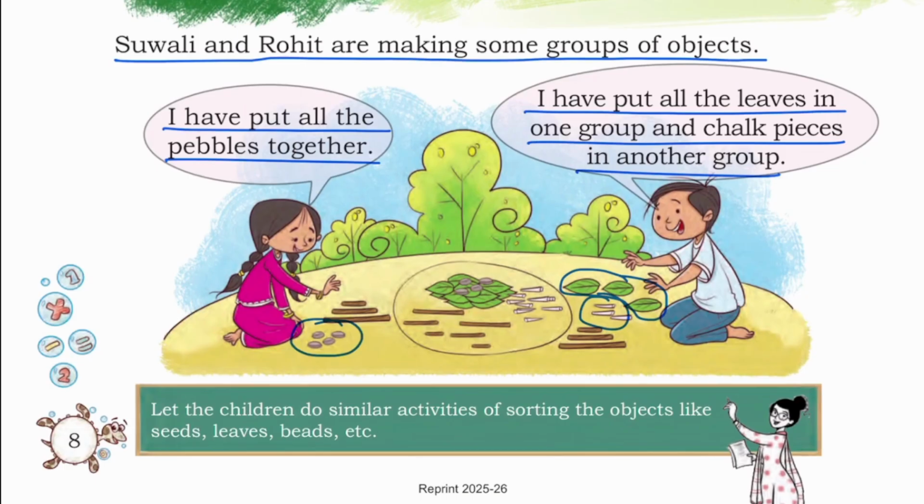You know, classification or separation of things makes their use easier. For example, in a grocery shop, you can see biscuits grouped at one place, chocolates at another, similarly other things such as namkeens, rice, wheat, etc. Similarly, in a library, you can see books arranged subject-wise and class-wise. Note to the teacher, let the children do similar activities of sorting objects like seeds, leaves, beads, etc.